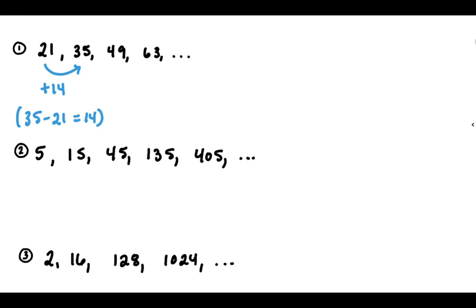Okay, so let's check if that's the same for all the terms. So 35 to 49, that's also plus 14. And 49 to 63, also plus 14. So we figured it out. We're always adding the same number.